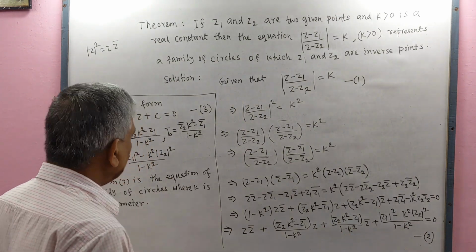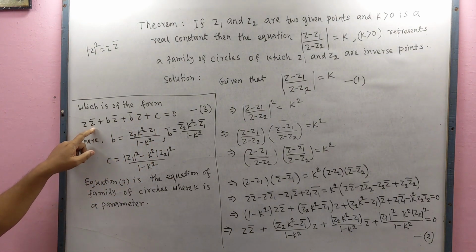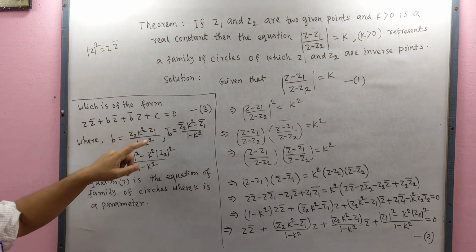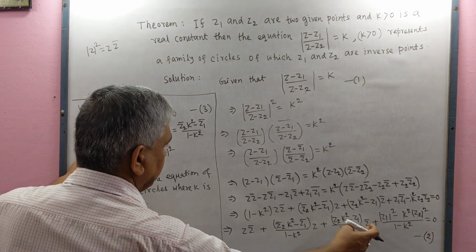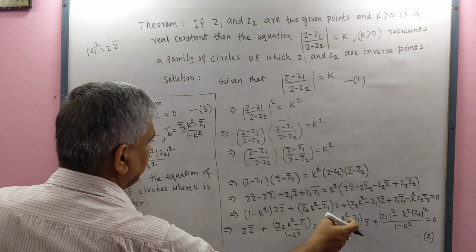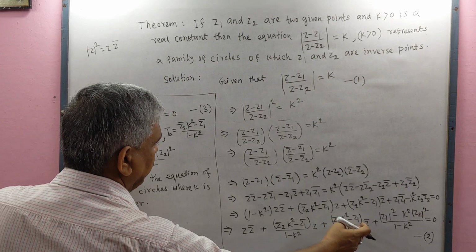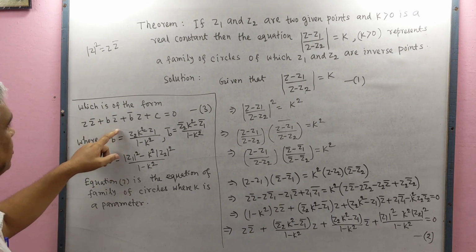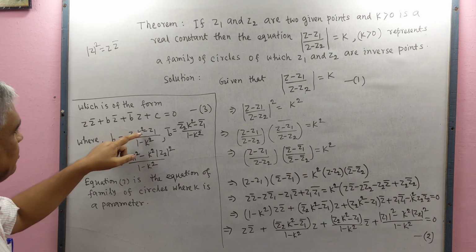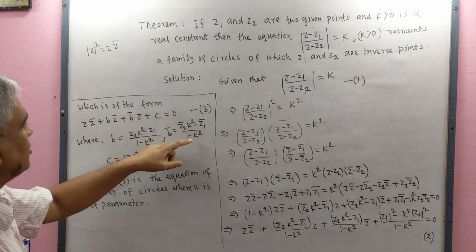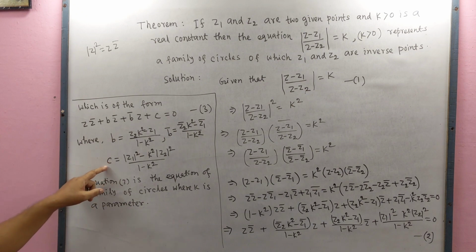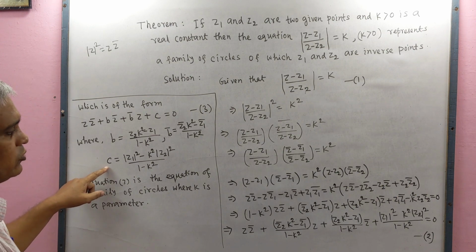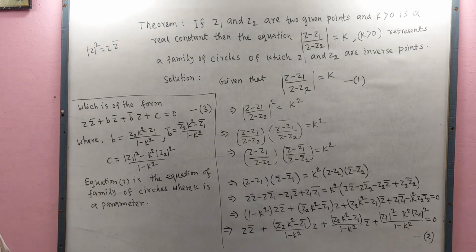This equation 2 is of the form Z Z bar plus B Z bar plus B bar Z plus C equal to 0, where B equal to Z2 k square minus Z1 by 1 minus k square. Then B bar equal to Z2 bar k square minus Z1 bar by 1 minus k square. And C constant is modulus of Z1 square minus k square modulus of Z2 square divided by 1 minus k square.